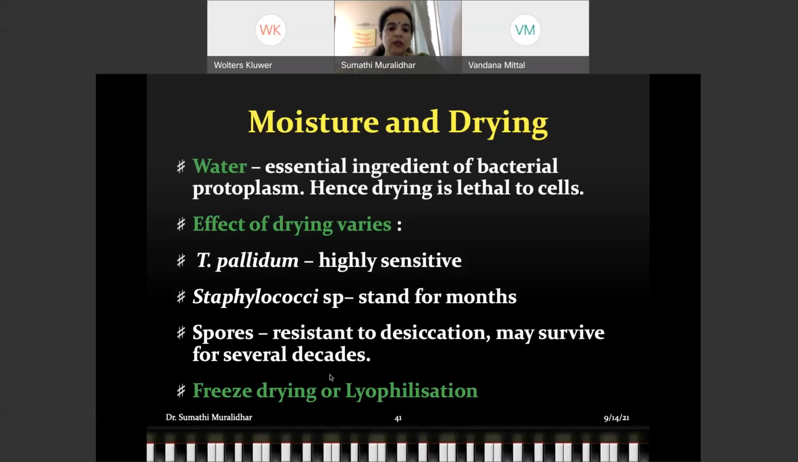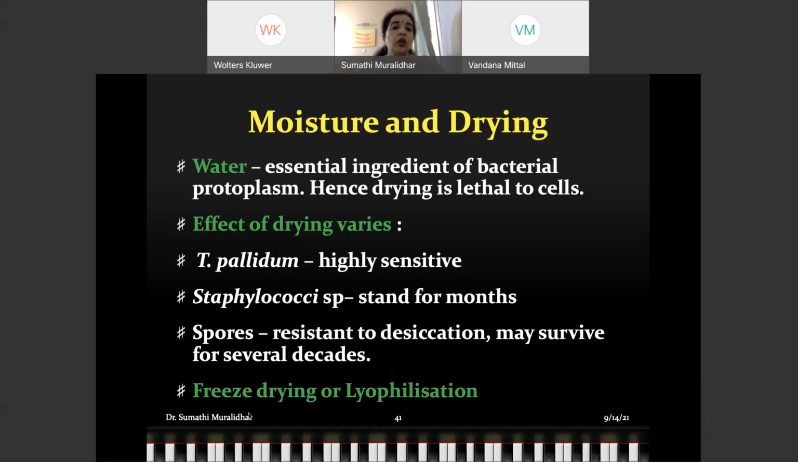The effect of drying varies. If you take Treponema pallidum, which is a very delicate bacteria, it's highly sensitive, so you cannot keep it under dry conditions. Whereas Staphylococcus is a more hardy bacteria, which can stand for a few months even if it is dried. And the bacterial spores are highly resistant forms, so they can withstand desiccation. Desiccation means drying. They may survive for several decades. So again, there is a large variety. Some bacteria can tolerate drying, whereas the others cannot and are highly sensitive.